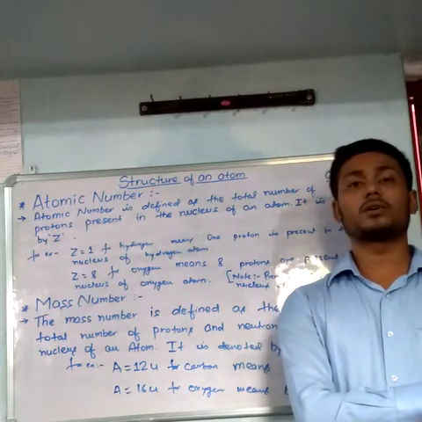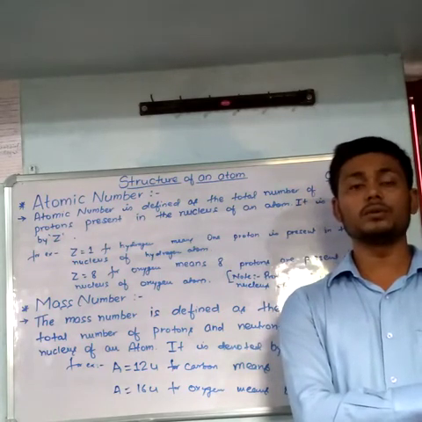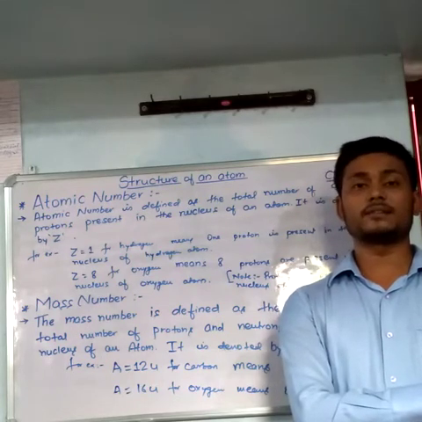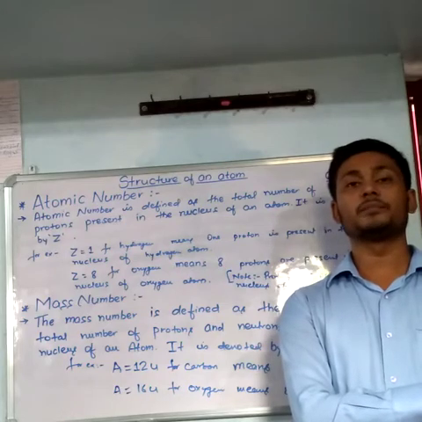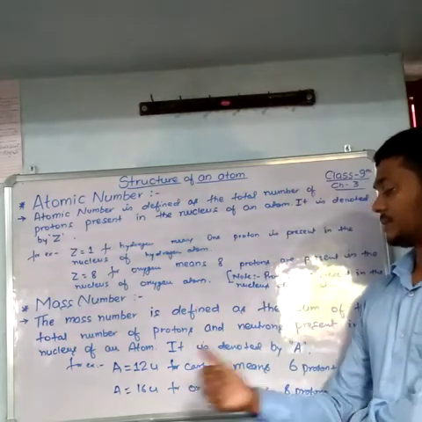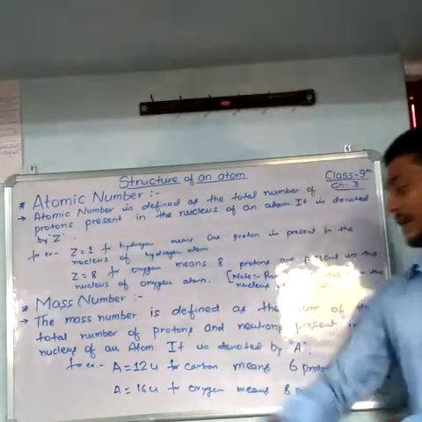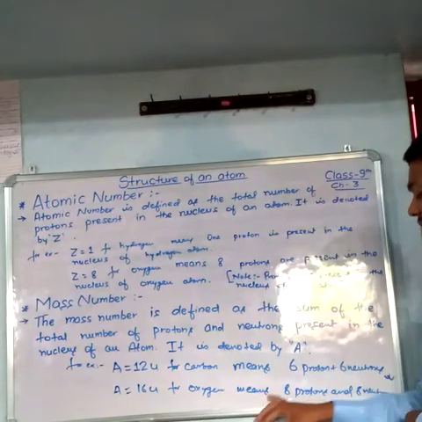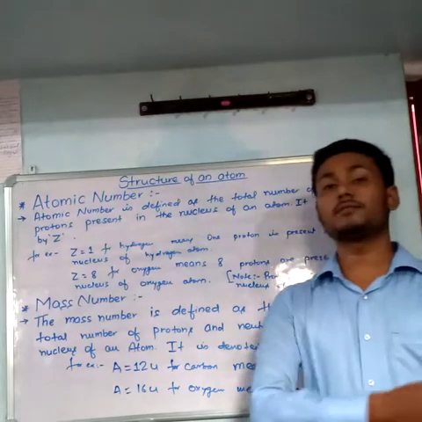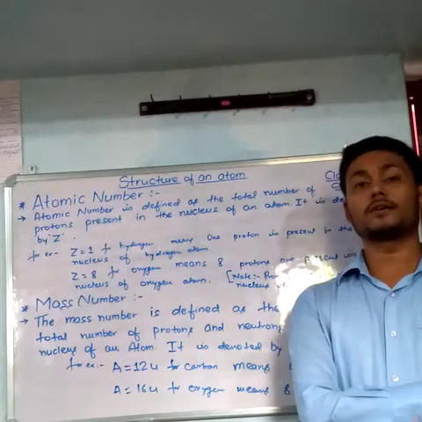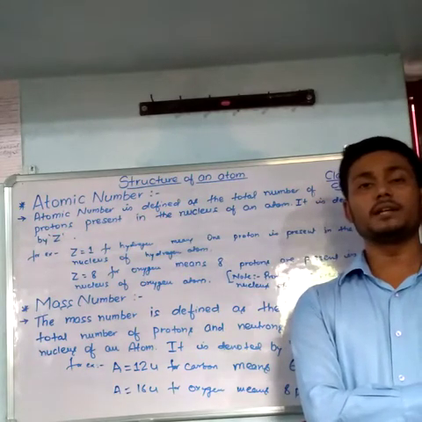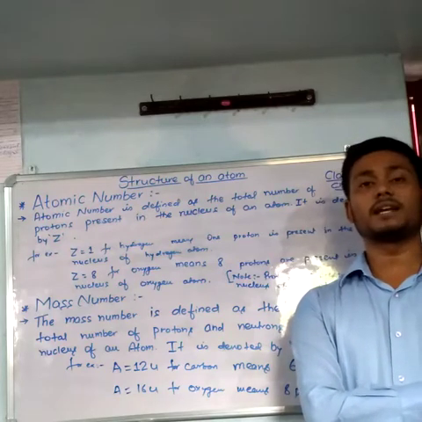If the mass of carbon is 12U, then the number of protons is 6 and the number of neutrons is 6 present in the nucleus of carbon. A equals 16U for oxygen, means 8 protons and 8 neutrons present in their nucleus. Therefore, the mass of oxygen is 16U. Okay, U is a unit to measure the mass of an element.